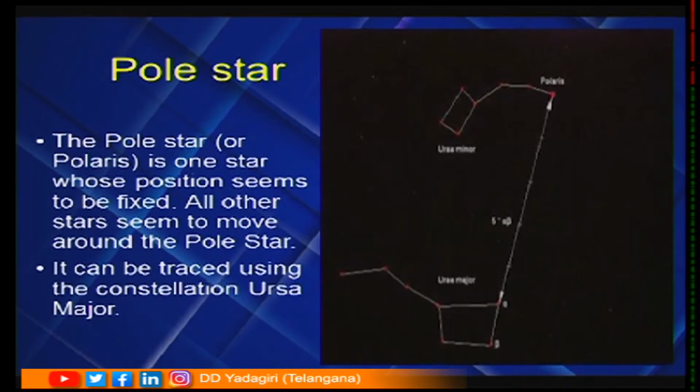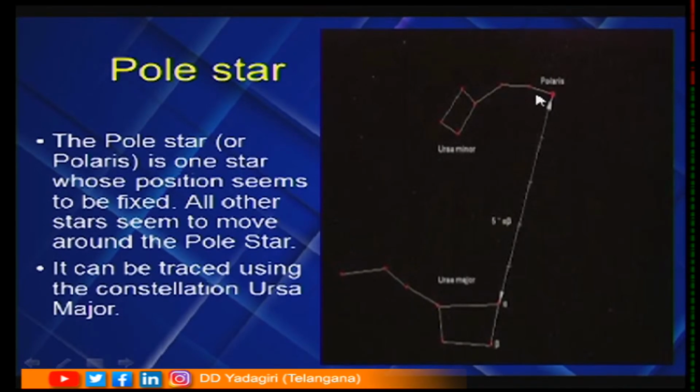It can be traced using the constellation Ursa. Now, in this picture you can see this is the Ursa Minor constellation and this is the Ursa Major constellation, and very close to the Ursa Minor constellation you can see Polaris. This is the pole star.